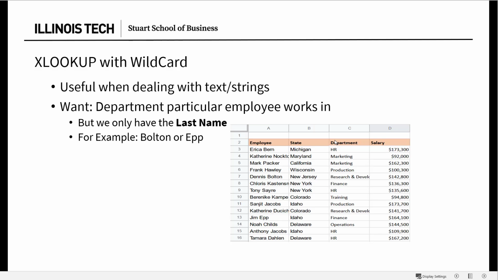Supposing that rather than having the full employee name, we only have the last name. For example, instead of Dennis Bolton, we have Bolton, and instead of Jim App, we just have App. How can we do this? And then we'll also discuss the search mode option in the XLOOKUP function.